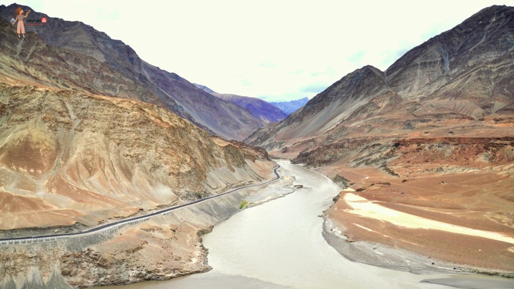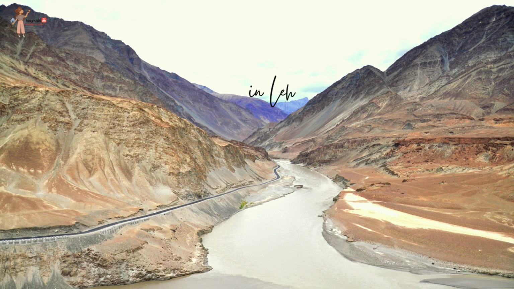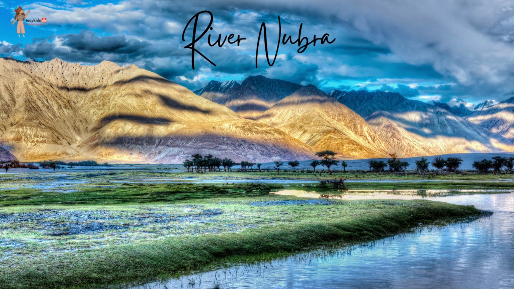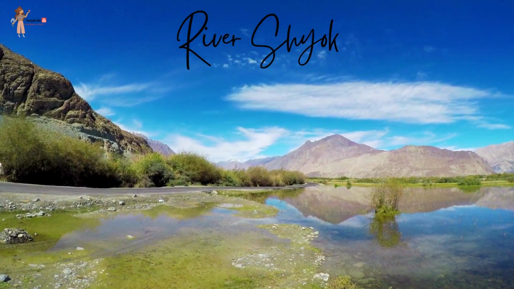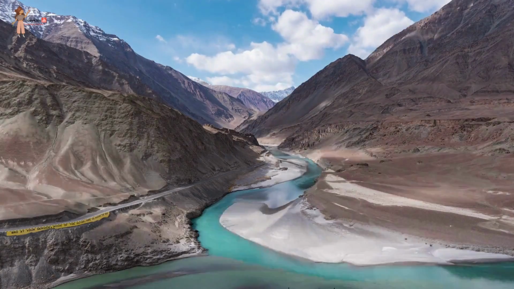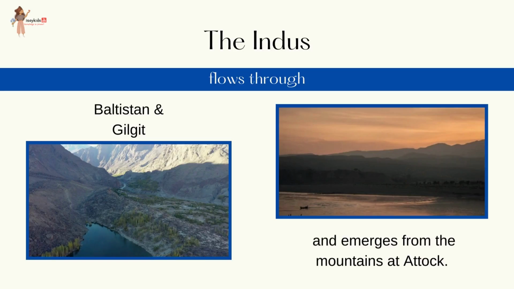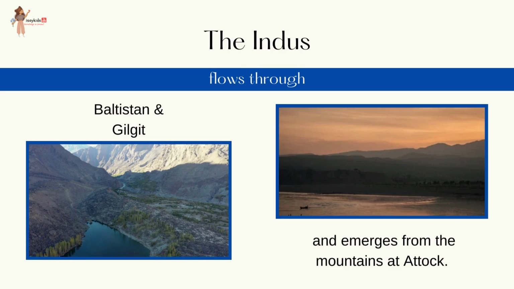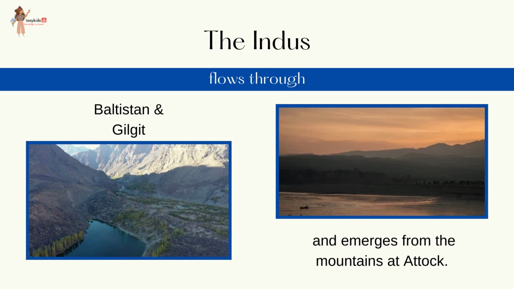Several tributaries, the Zaskar, the Nubra, the Shyok, and the Hansa, all join it in the Kashmir region. The Indus flows through Baltistan and Gilgit and emerges from the mountains at Attock.